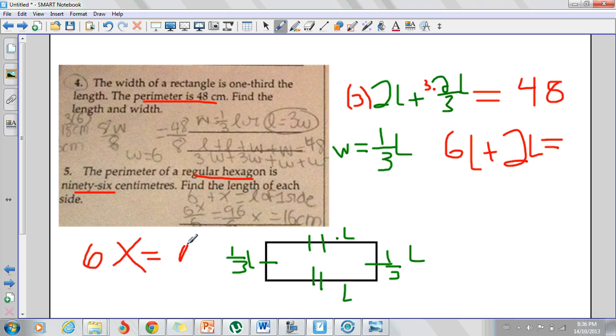And then all you have to do, once you got 96 centimeters, is divide each side by 6. Why are we doing that? Because 6x is really 6 times x. And to get rid of a times, we do a divide. So to get rid of it on one side, we must do the same to the other. Now, if we didn't know this was a regular hexagon, we'd be in trouble because we don't know all the sides are equal. So we wouldn't be able to figure it out.